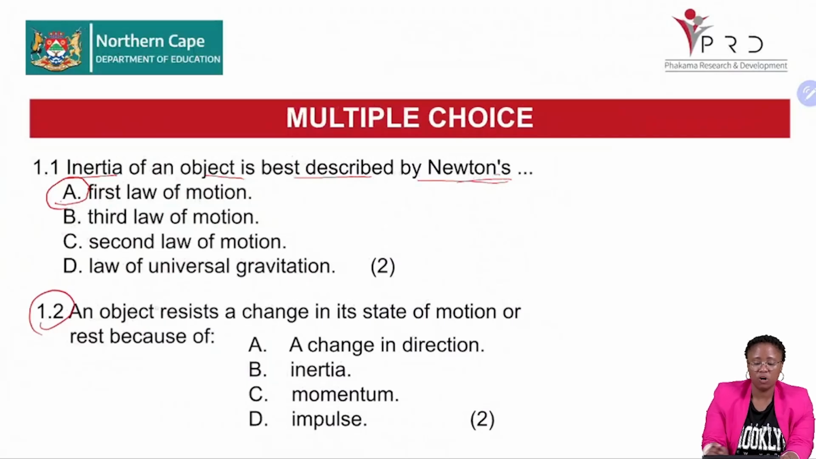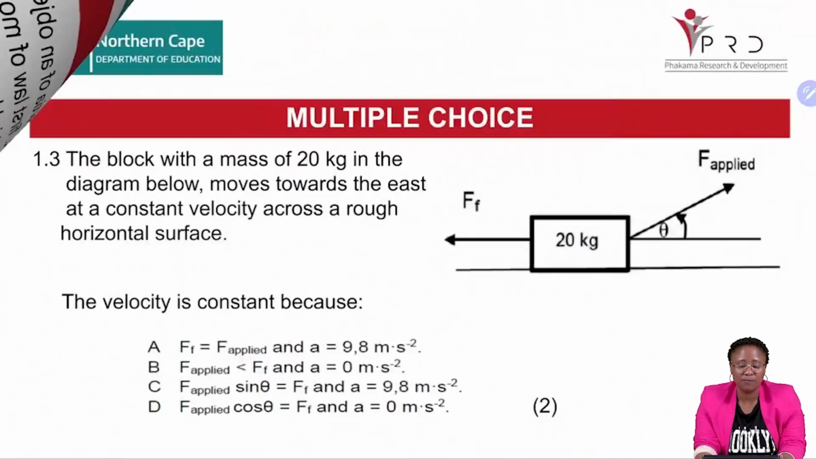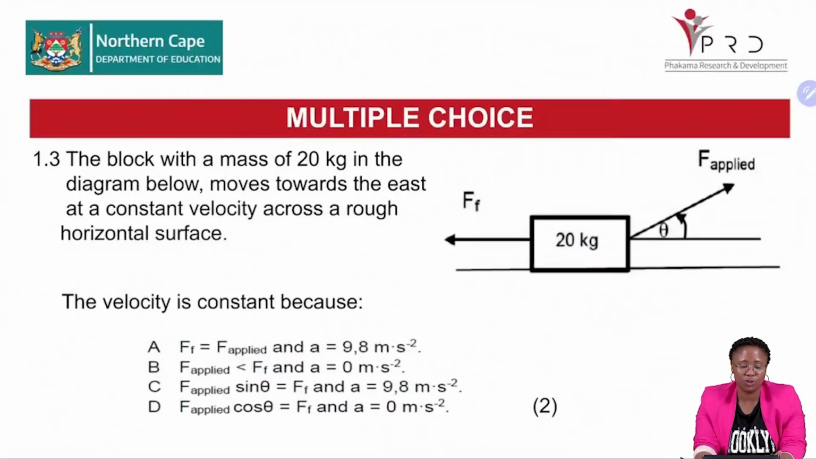1.2 says an object resists a change in its state of motion or rest because of... I'm sure you were listening just now. Yes, well done, because of inertia. So B will be the correct answer for you. Let's quickly move on to the next multiple choice question.